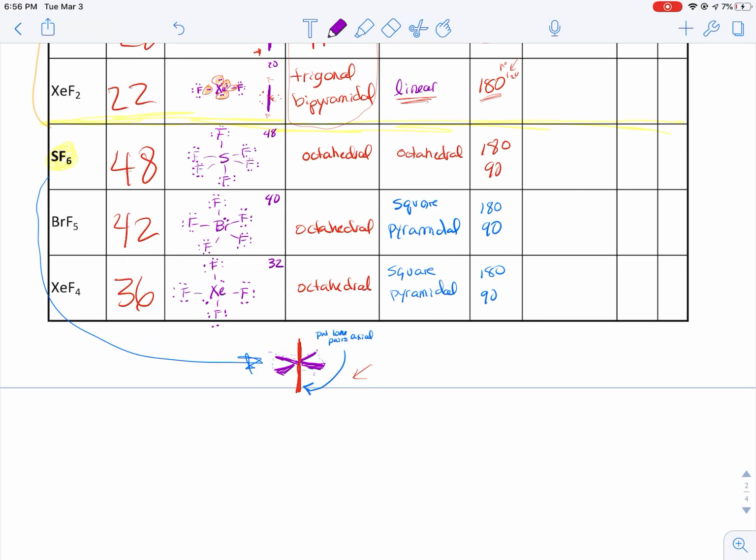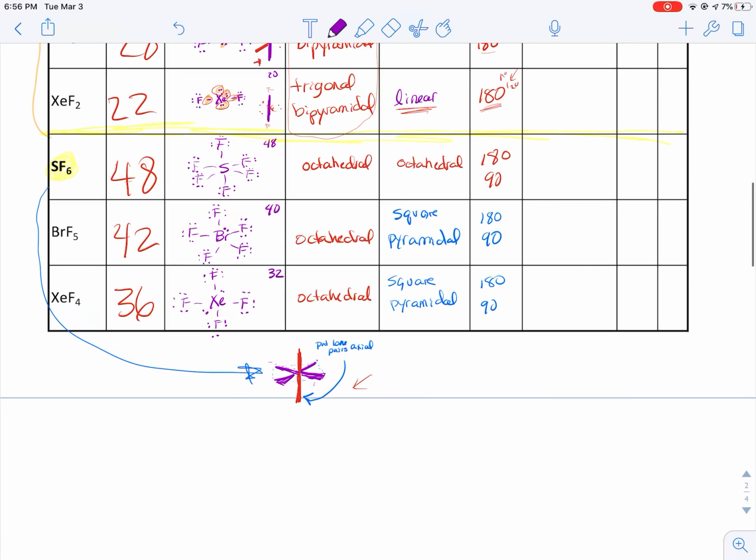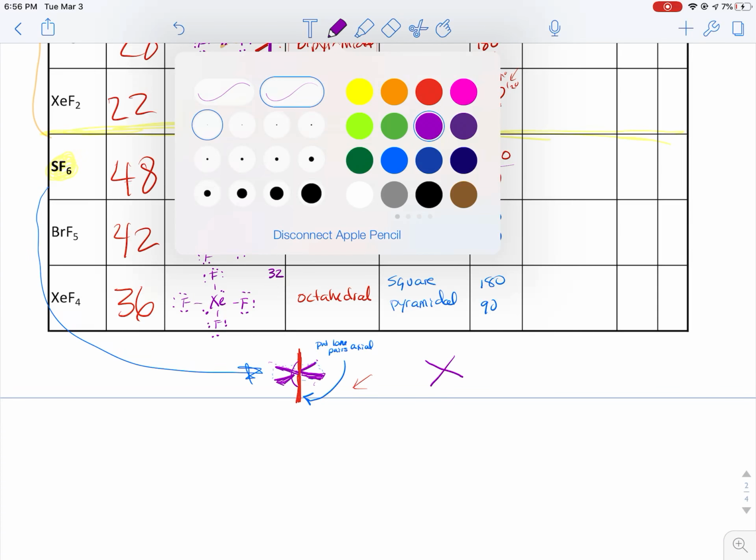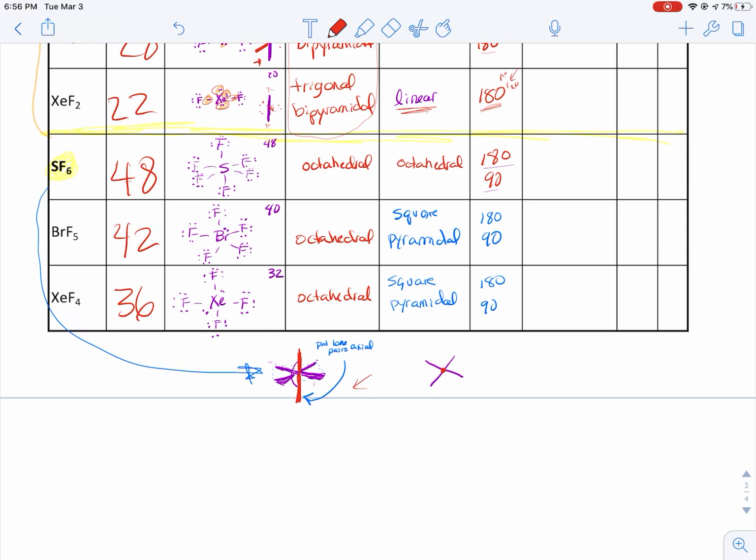Okay, so octahedral, we've got our sulfur, we're filling in all of our fluorines. The reason that we have the 180 and the 90 is that from red to red, that would give you your 180. And again, if I look down this bond, and I make it red right there, this angle is 90, and this angle is 90, this one is 90, that's 90. So that's where we get the 90 from right here.